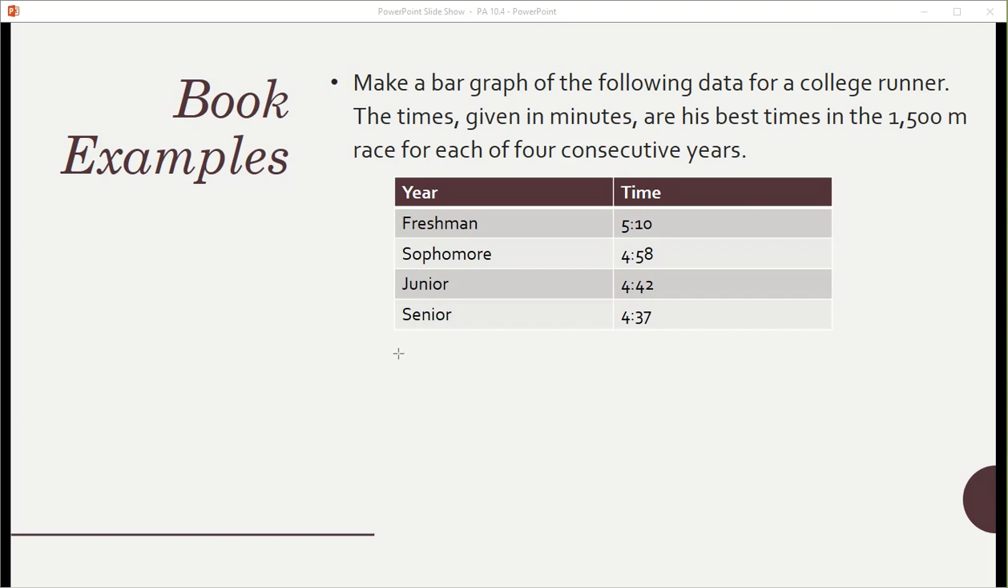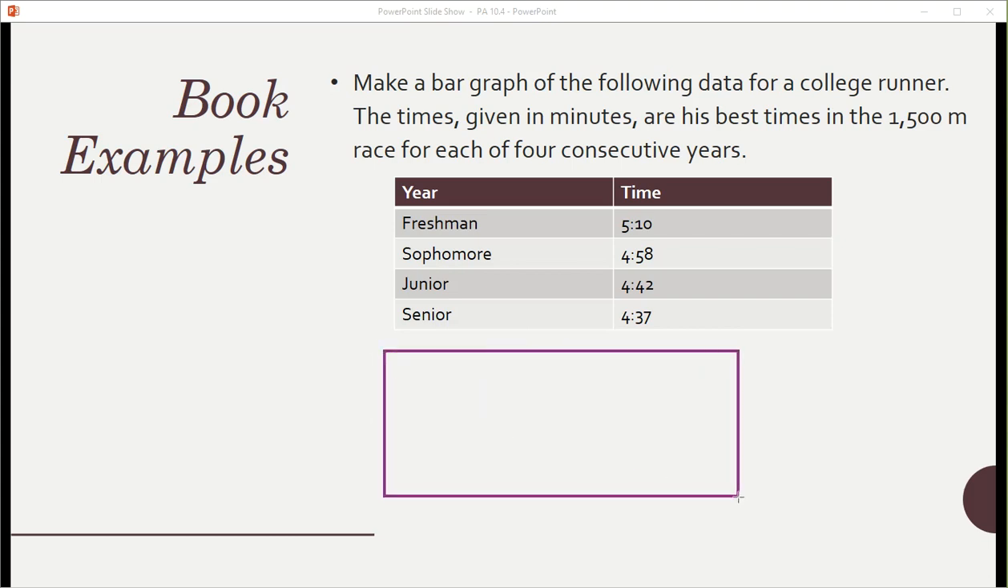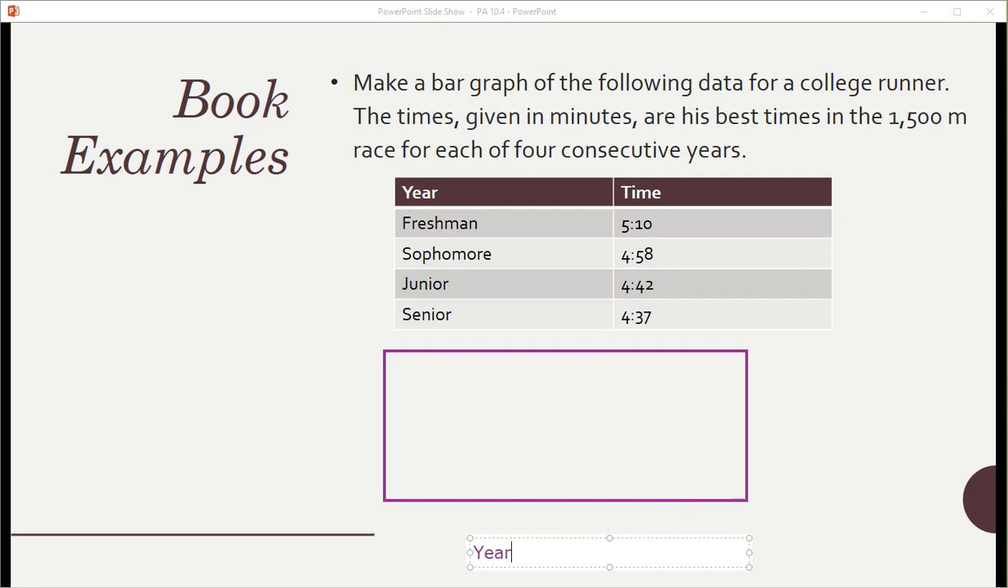We have a set of data here. It asks us to make a bar graph with that. So remember, with a bar graph, we need to be sure and label our axes. So on one of these axes, we're going to have the year, and on the second axis, we're going to have time. And we have the information in the table that we can use. So down here, we'll put the year. And then on this side, we'll put the time.